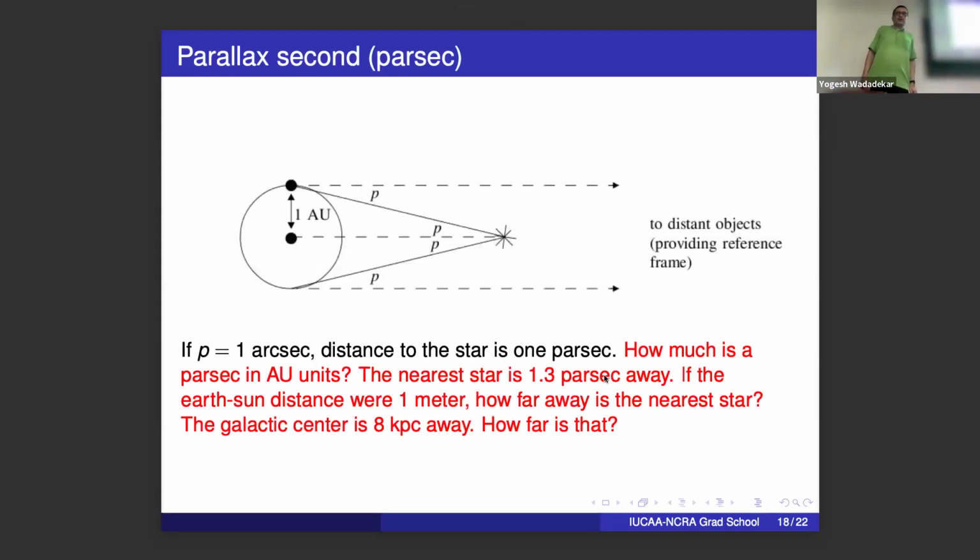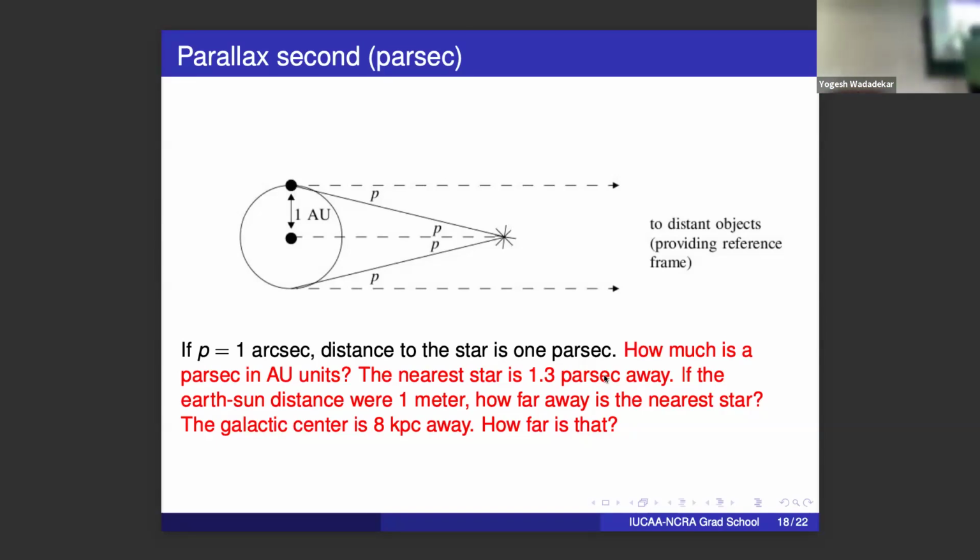Okay. There is another commonly used distance unit in astronomy. It's called the parsec. The parsec unit is defined as, if you look at this figure, if some object or star shows a parallax of 1 arc second, that means the distance to the star is 1 parsec.